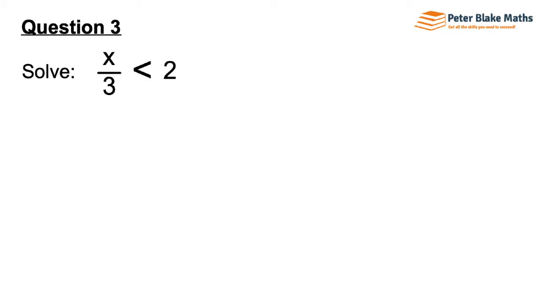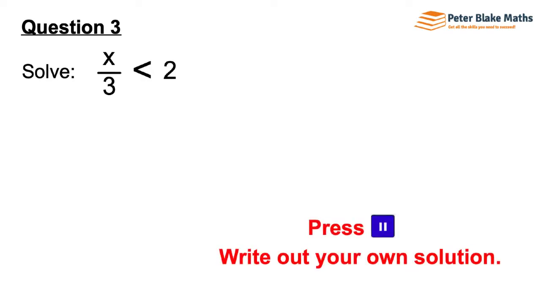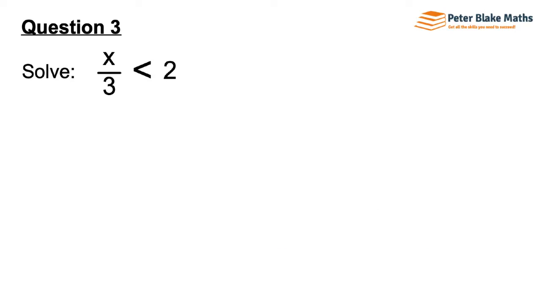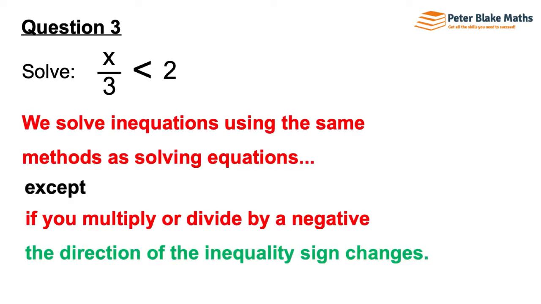Question 3. Solve x over 3 is less than 2. Now, the rules for solving inequalities, which is what we're doing here: we solve inequations by using the same methods as solving equations with one exception. If you multiply or divide by a negative, the direction of the inequality sign changes. So we'll watch out in our solution for if we're ever multiplying or dividing by a negative number. If we are, we'll switch the arrow direction around.